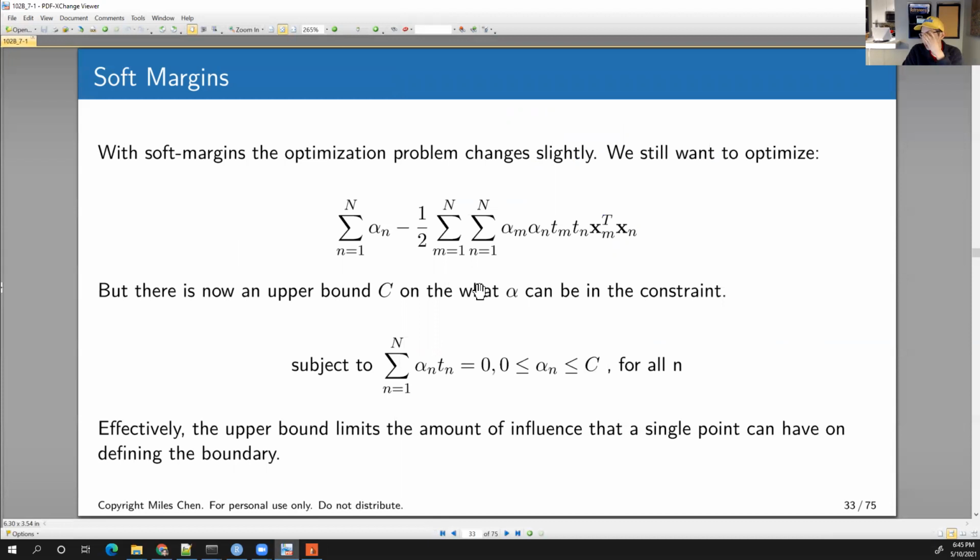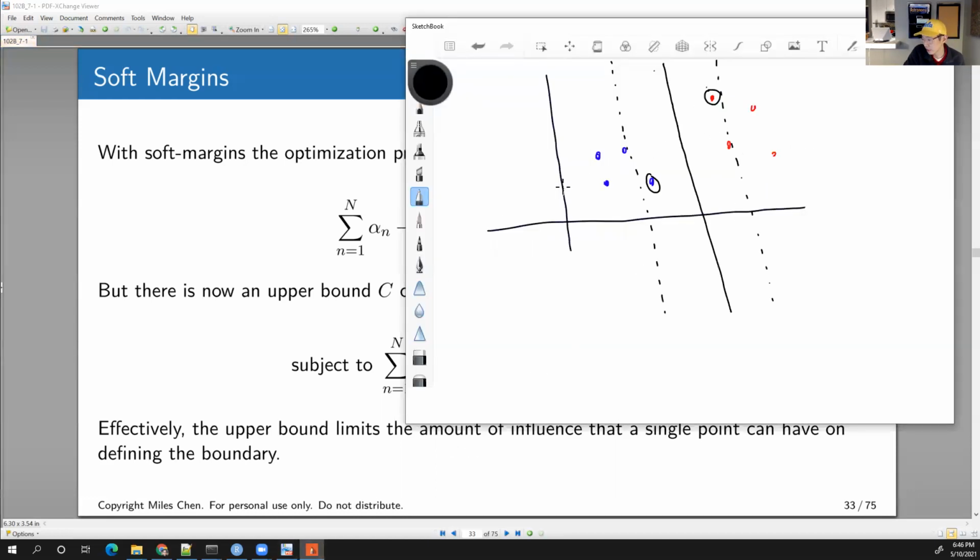That's what it means to have a soft margin. And if you go through the same process of refactoring the problem into this quadratic programming form, it ends up being kind of the same. But now we just have another constraint: the alphas, the Lagrange multiplier constants, have to be less than some value C. And this value C is just a limit on how much influence any one point can have on the location of the boundary.